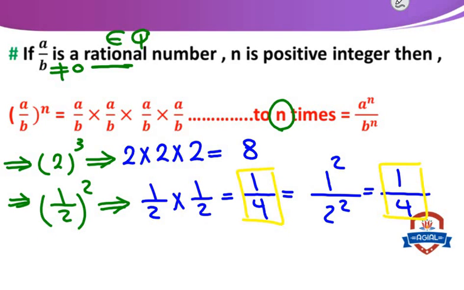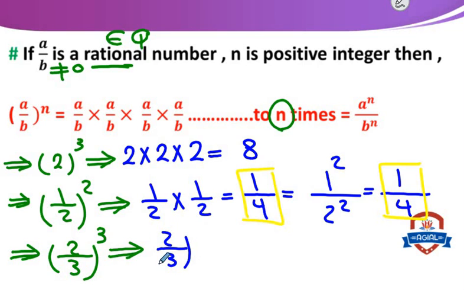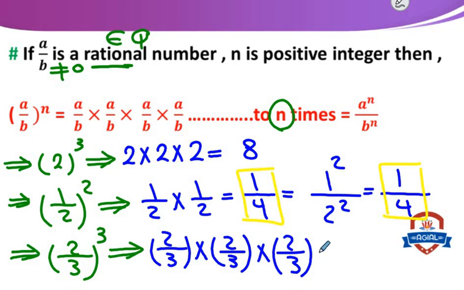Another example: 2 over 3 to the power 3. This means 2 over 3 times 2 over 3 times 2 over 3. 2 over 3 repeated 3 times equals 2 to the power 3 over 3 to the power 3. 2 to the power 3 is 2 by 2 by 2, which equals 8. 3 to the power 3 is 3 times 3 times 3, which equals 27. So it is 8 over 27.